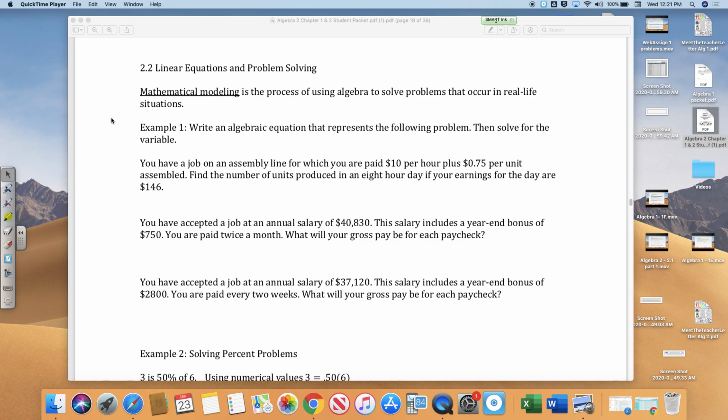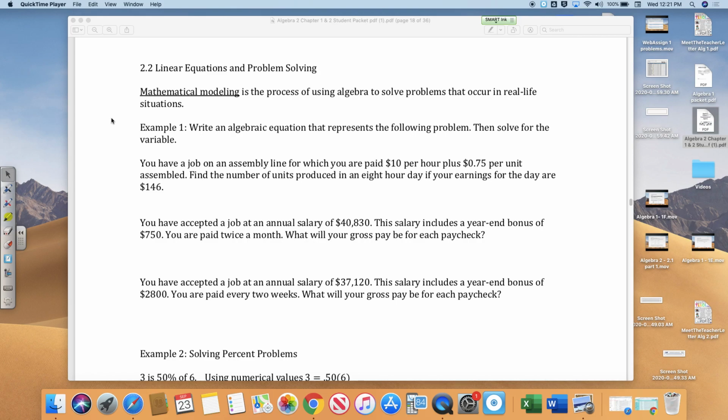It is the process of using algebra to solve problems that occur in real life situations. So we're going to basically be reading some word problems and then creating equations from those word problems and then solve them. So in example 1, we are going to write algebraic expressions that represent each following problem, and then we're going to solve for the variable.